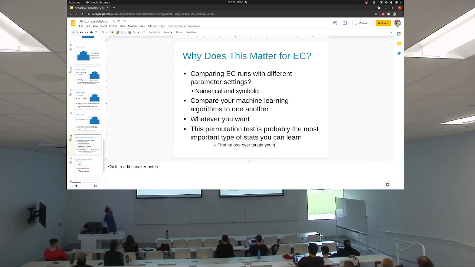All right, so comparing EC runs with different parameter settings, you can do something like this. Compare your machine learning algorithms to another one, you can do something like this. Whatever you want, this is how you compare things. This is what you've been trying to do with your p-values this whole time. The permutation test is probably the most important thing in stats you can learn that no one ever taught you.